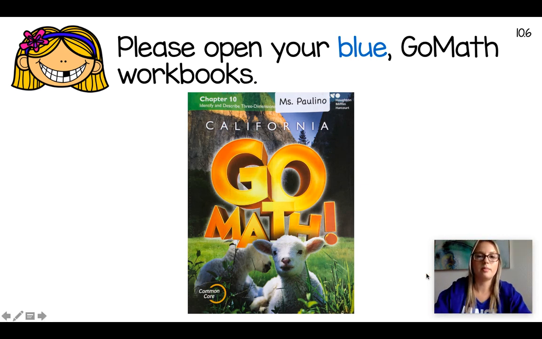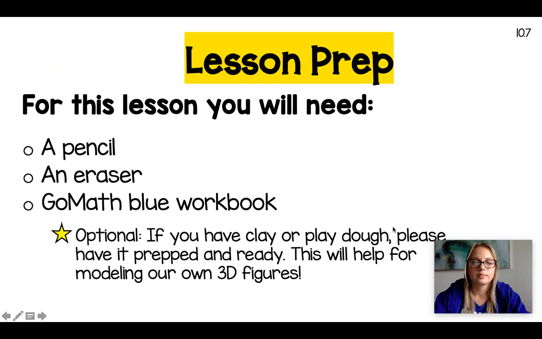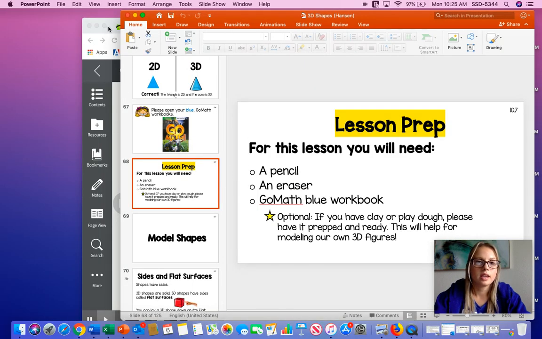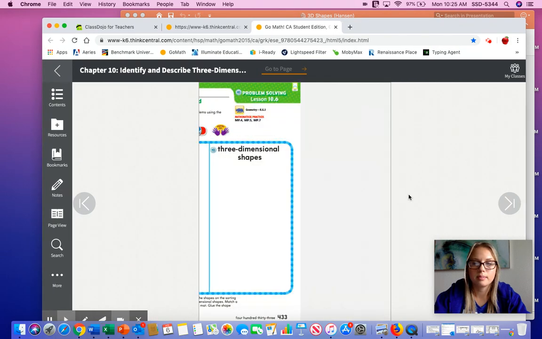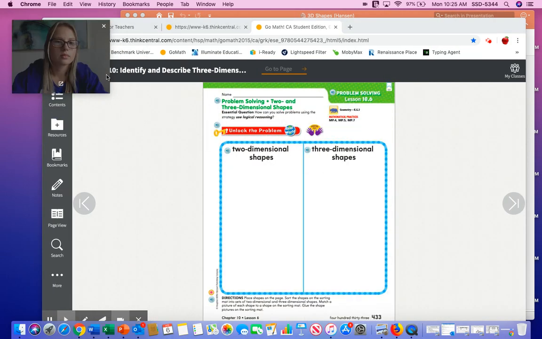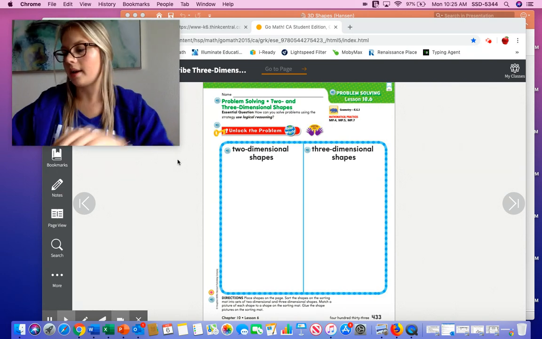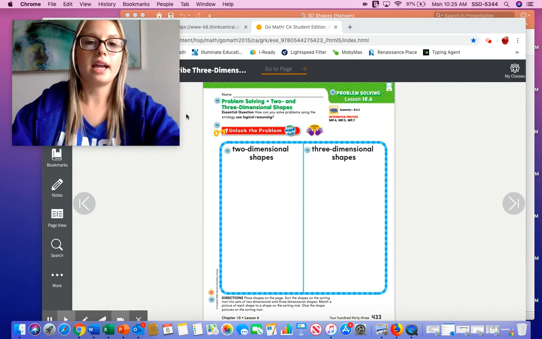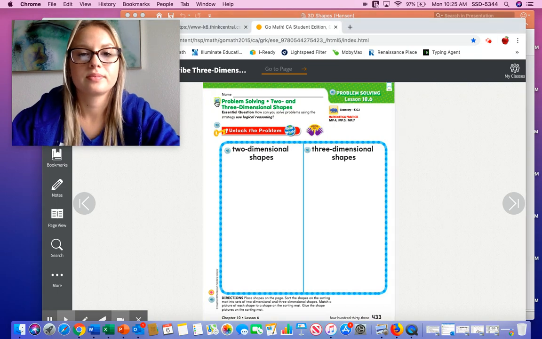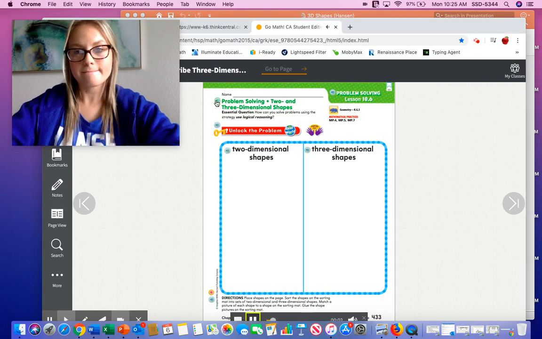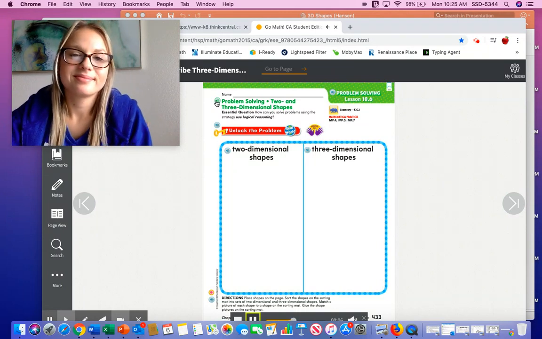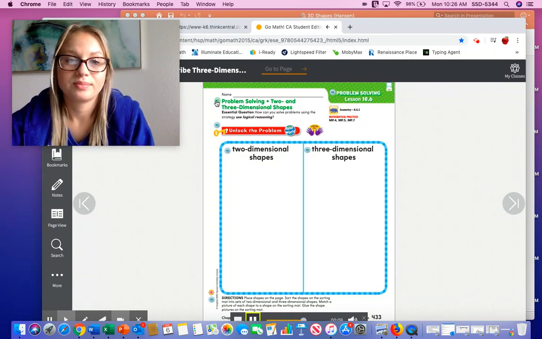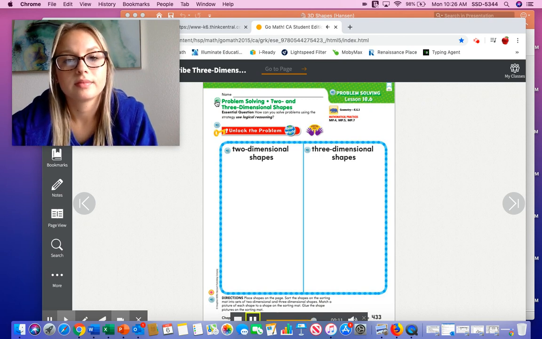Let's go ahead and open up to your Post-it. And you should be on a page that looks just like this, the blue one. All right. Okay, the title of this lesson is Problem Solving, 2- and 3-dimensional shapes. Essential question: how can you solve problems using the strategy, use logical reasoning?